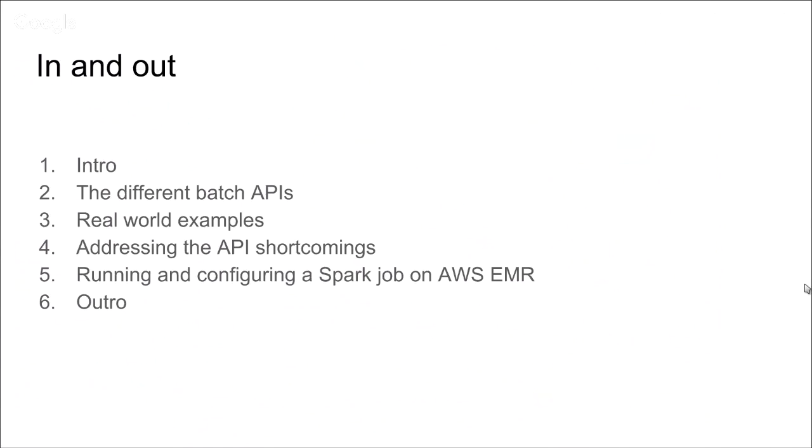Then we're going to see where the APIs fall short, and what we can do to improve on them. And then we're going to zoom back out and see how we can run a Spark job and tune the configuration on AWS EMR.